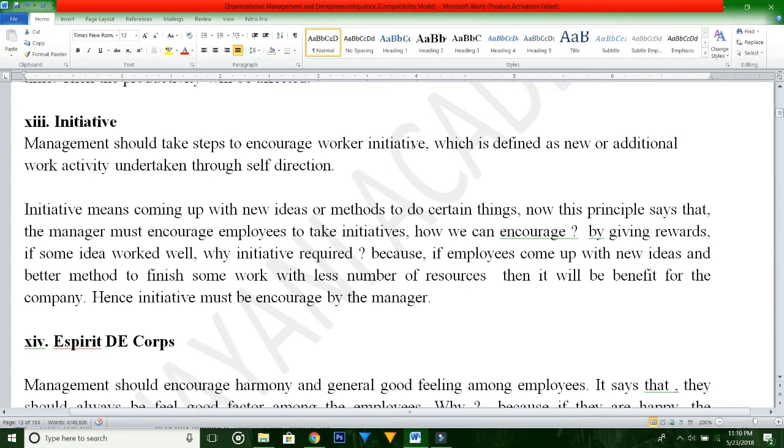Why is initiative required? Because if the employees come up with new ideas and better methods to finish some work with fewer resources, then it will benefit the company. Hence, initiatives must be encouraged by the manager.